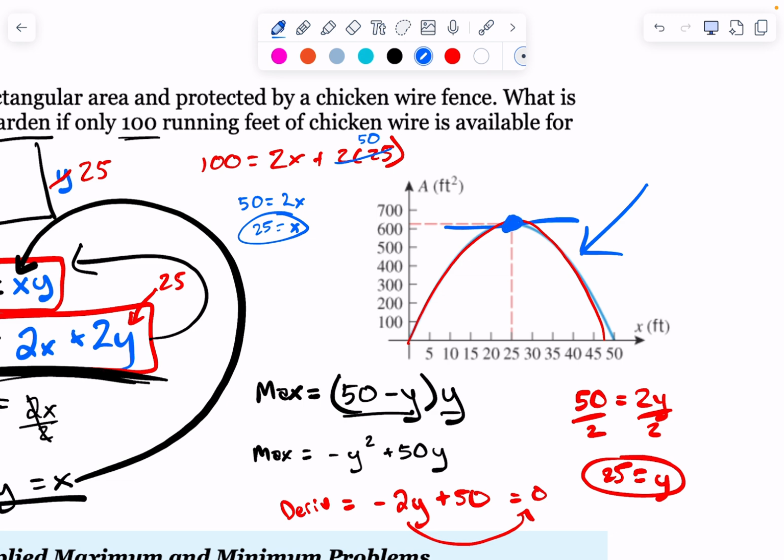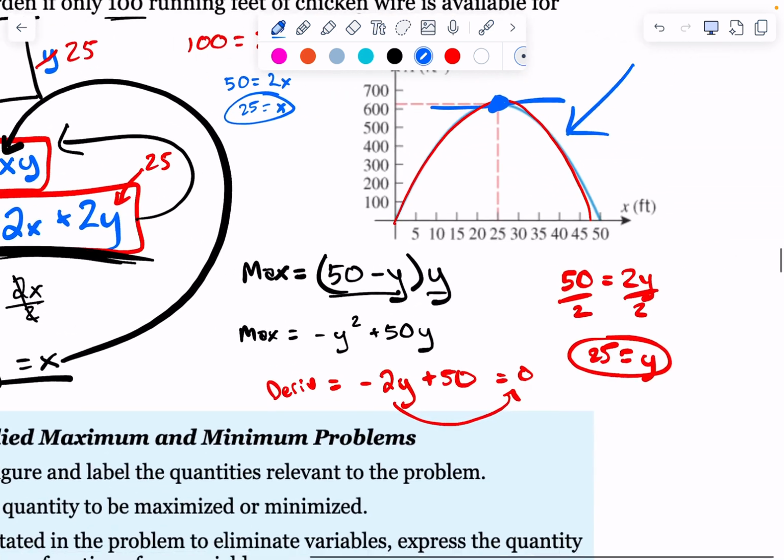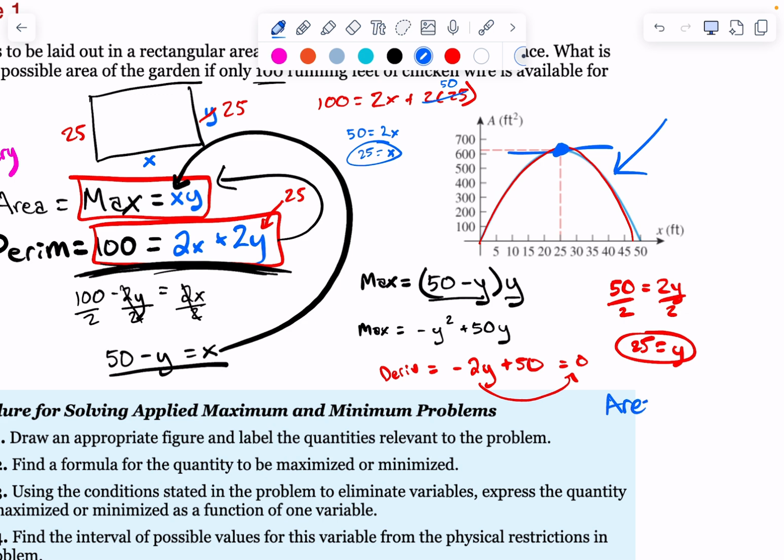Not bad. What do they ask for, though? What is the largest possible area? We didn't answer the question. Area equals 625 square feet. Square feet, yep, that's the answer. So sometimes you've got to be careful, because they'll ask for that instead of asking for the dimensions.